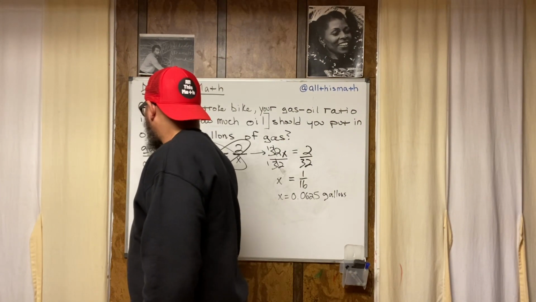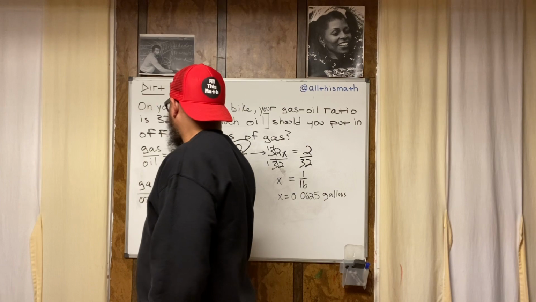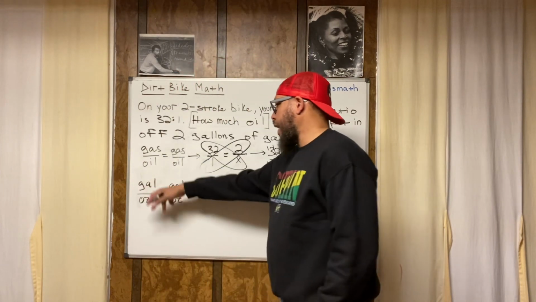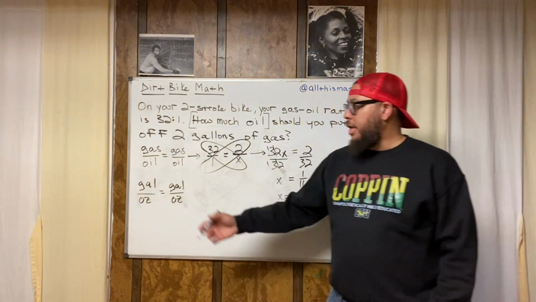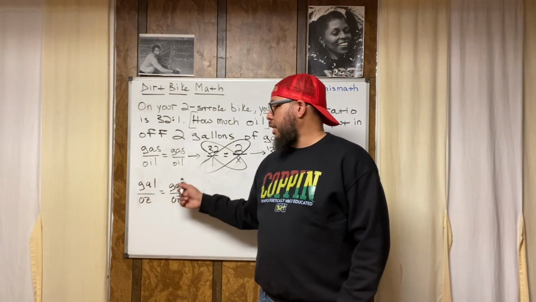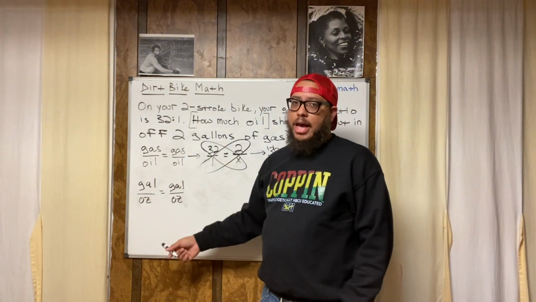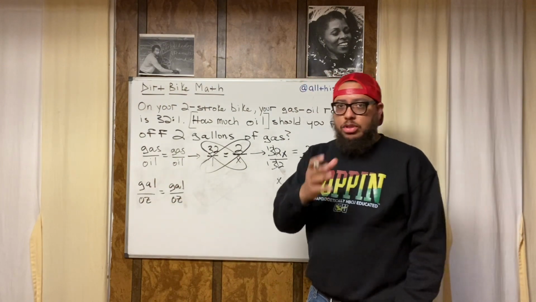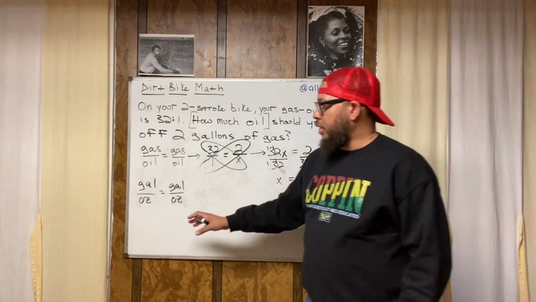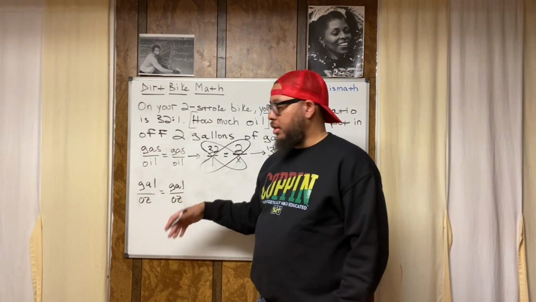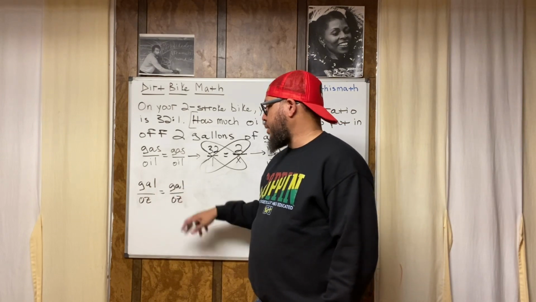Gallons over ounces is equal to gallons over ounces. Now, you could have done ounces over gallons. With some of my other videos, I did ounces over gallons, but I'm going to show you that it doesn't matter. We still get the correct answer, because as long as the relationship between the fractions is consistent and valid, gallons over ounces equals gallons over ounces.